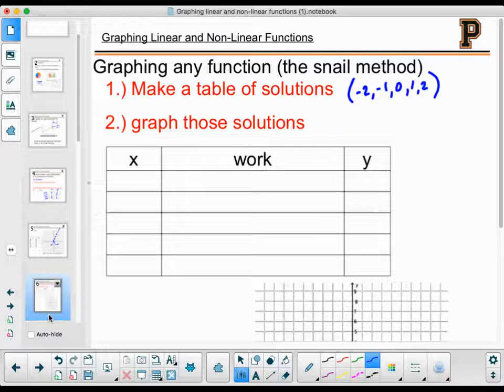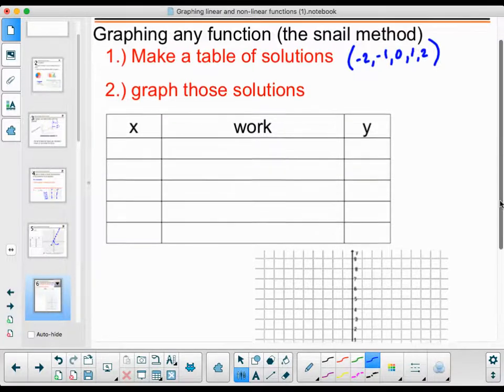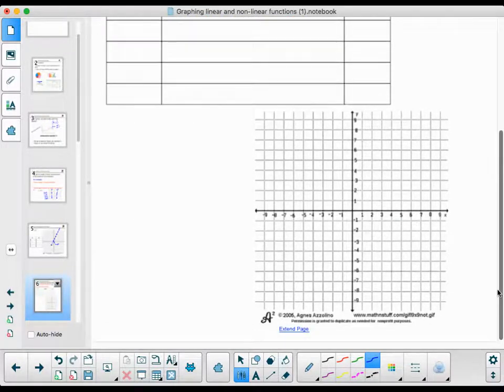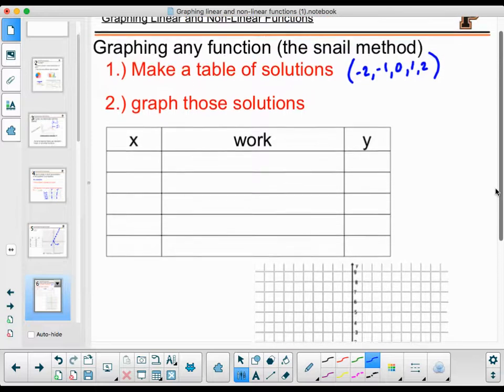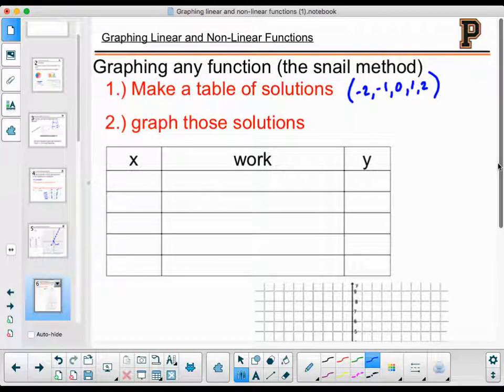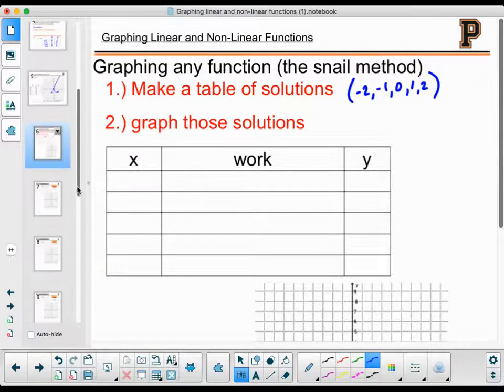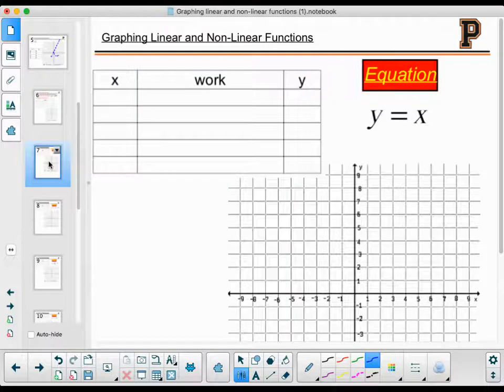Okay, this is a really good table that you guys can use where there's the x value, there's a little spot for your work, and then the y value that results from it. And then you throw it onto this graph. All right, so I think this makes most sense when it's shown in practice. So that's what we're going to do.